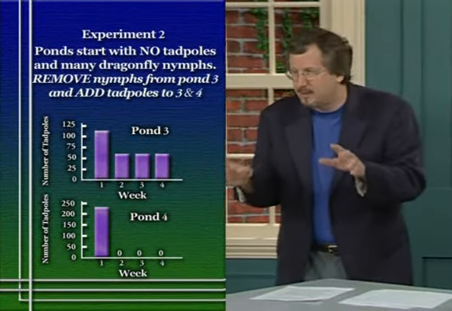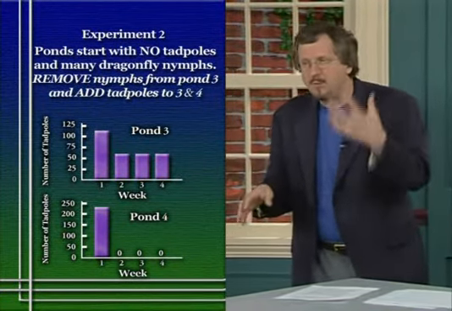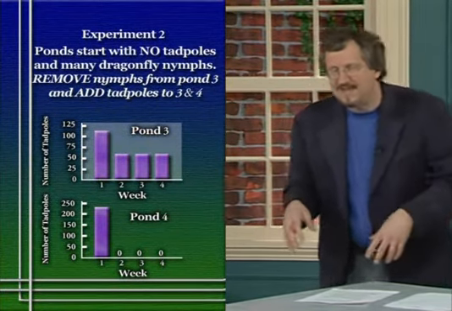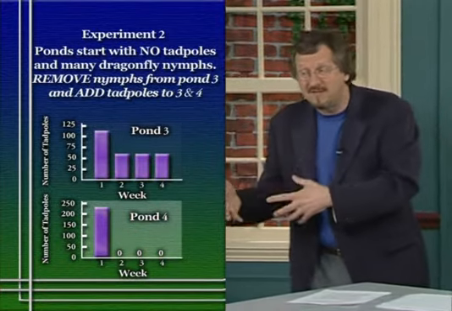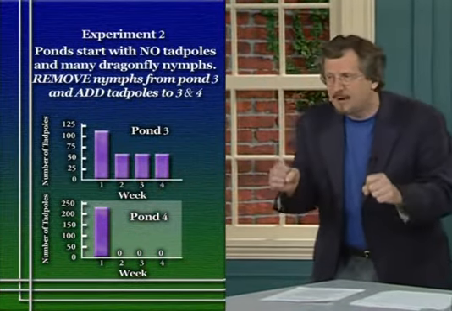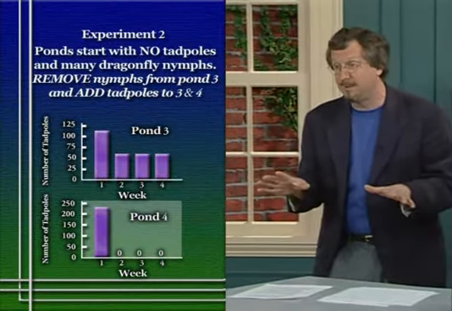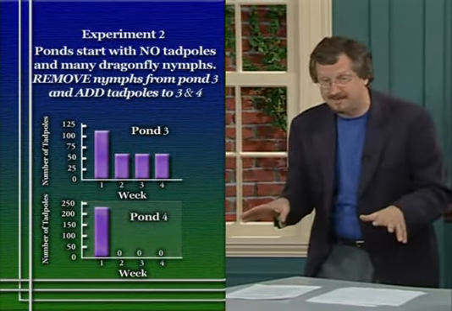Now again, the experimental contrast here was, in one pond we have tadpoles without dragonflies. In the other pond we have tadpoles and dragonflies. This is like the first experiment, but with a key difference. And the key difference is that the starting point for these ponds was to not have any tadpoles present.